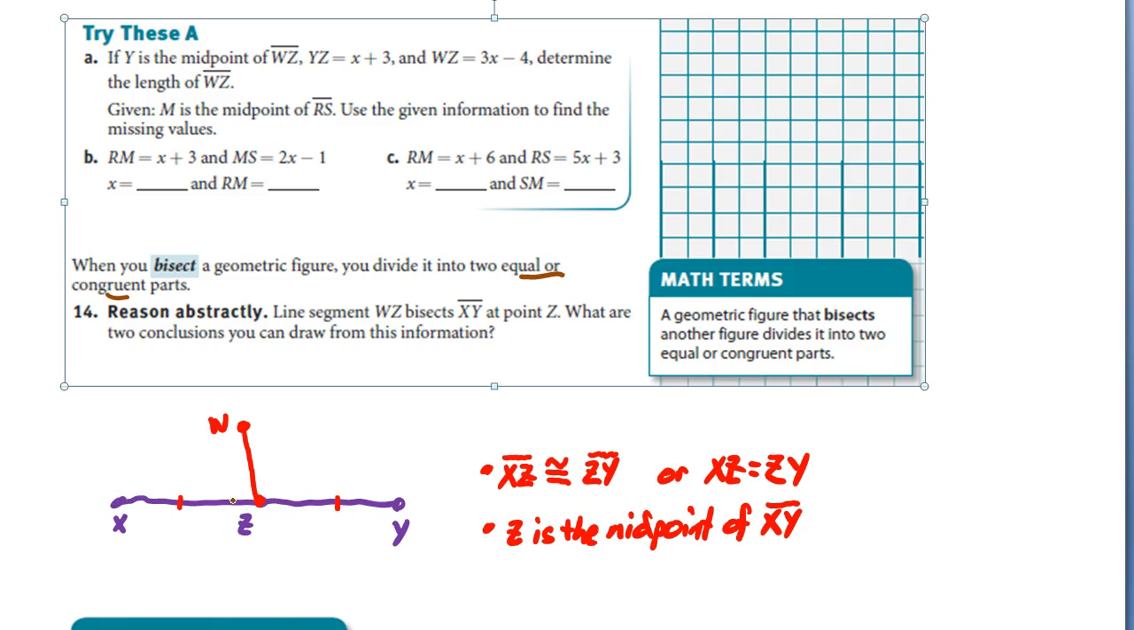So I've drawn segment XY. I was told that segment WZ bisects it, and so that meant that it touched it exactly in the middle. That's why I know to put this little mark and this little mark. So here is a drawing. What conclusions can we draw? Well, we could say that point Z is the midpoint. And another thing that we could say is that segment XZ, this first one, is congruent to segment ZY. Another way to say that is to say that their lengths are equal.